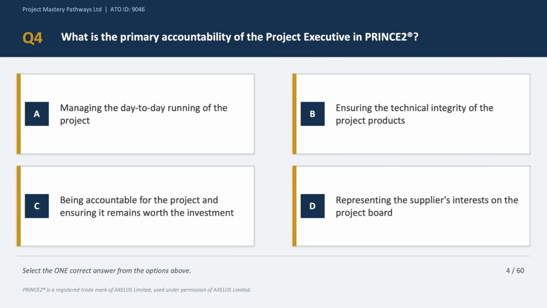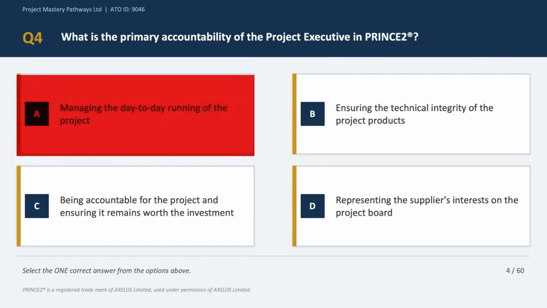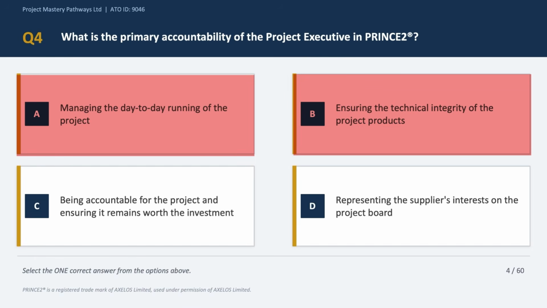So option A says managing the day-to-day running of the project. Now, if you think about it, that is a project manager's job, right? Not a project executive's responsibility, because the executive operates at a much higher level. So option A is incorrect. Let's look at option B, which says ensuring the technical integrity of the products. Now, this sounds like something the senior supplier would do, right? Not the executive. So option B is incorrect as well.